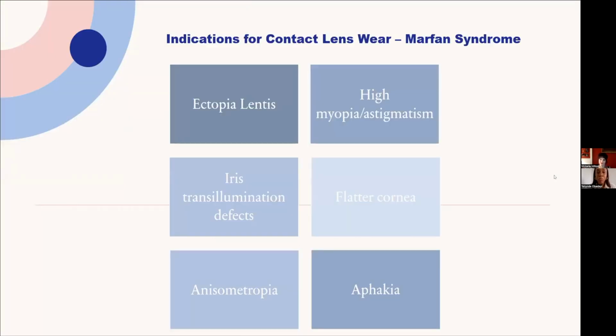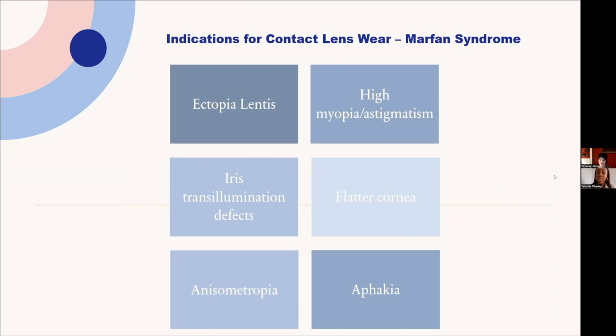So there are a number of ocular features of Marfan syndrome in which contact lenses are indicated, and I've given a brief overview here in this slide, but as we go throughout the presentation, I'll discuss these in more detail. But they are ectopia lentis, which is the most predominant ocular feature of Marfan syndrome, where the lens either dislocates, moves into another part of the eye, or the lens is subluxed, so moves slightly off center.